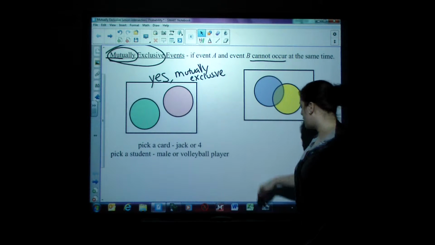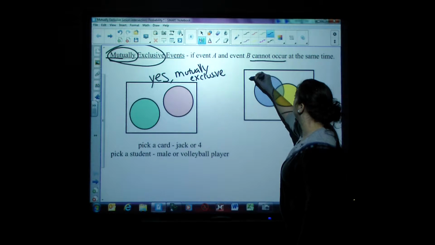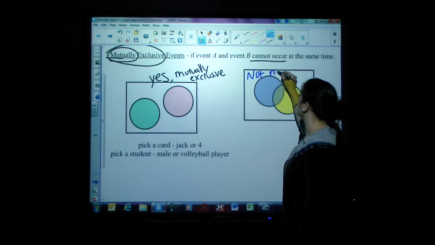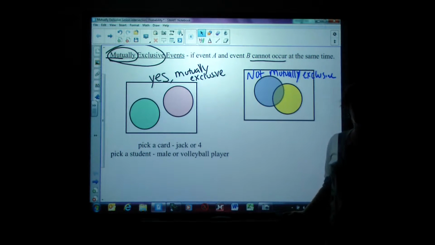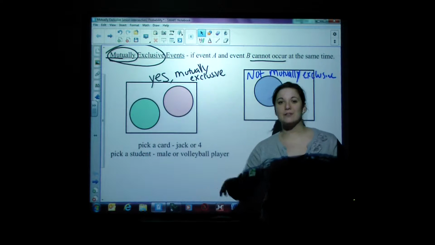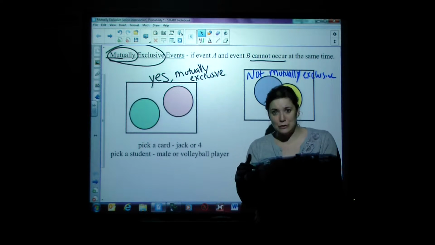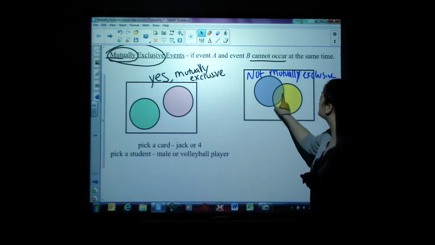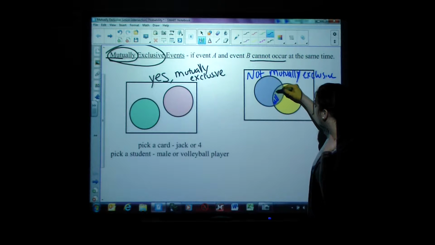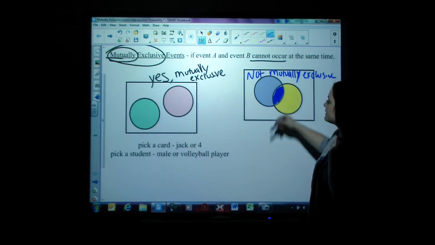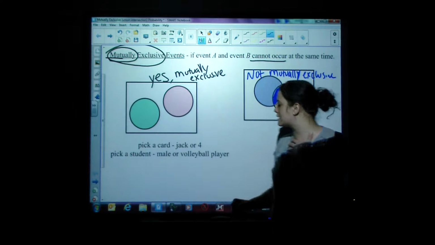Now, things that are not mutually exclusive. Not mutually exclusive means they can happen and they do happen at the same time. Notice these two circles overlap. There is a union, there is an intersection right here. This is an overlap, this is an intersection. These are happening at the same time, meaning they're not mutually exclusive.